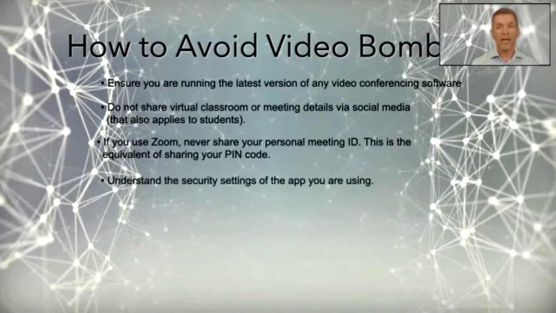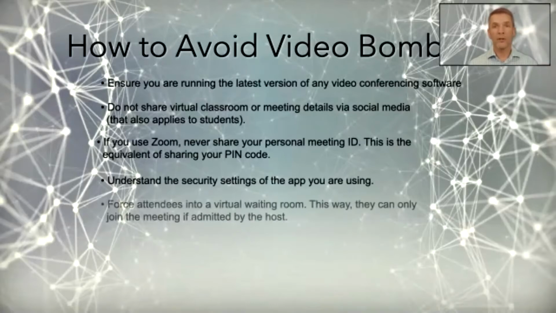And of course, understand the security settings of the apps that you're using. And the reason that's important is because you need to know how to force people into a waiting room before they're actually allowed into the actual meeting. So you can see on the list of attendees who's coming in, and then you choose to admit or not admit them. If you don't recognize the person, don't admit them.